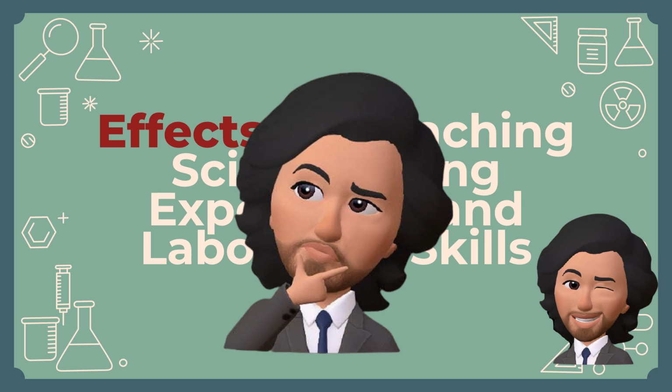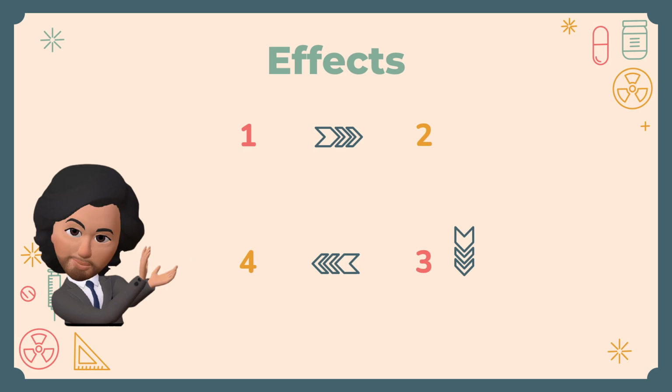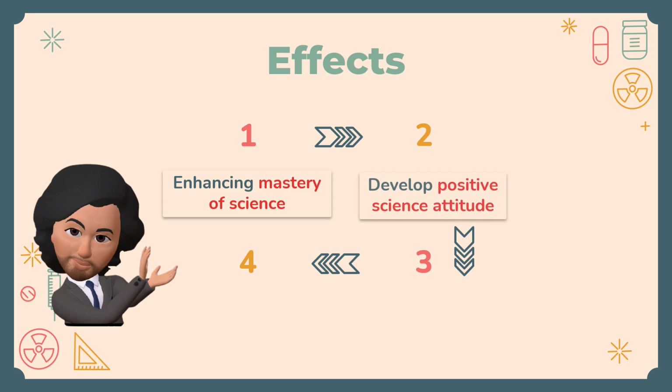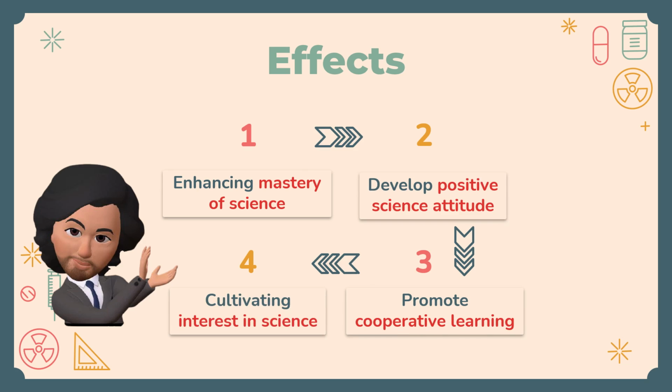Let's find out. The first effect of using experiment and laboratory skills is that students will be able to enhance their mastery in a science subject. Secondly, students can develop a positive science attitude. Thirdly, it promotes cooperative learning among students. And lastly, it cultivates interest in science. Let's dive deeper into these effects to get a better understanding.